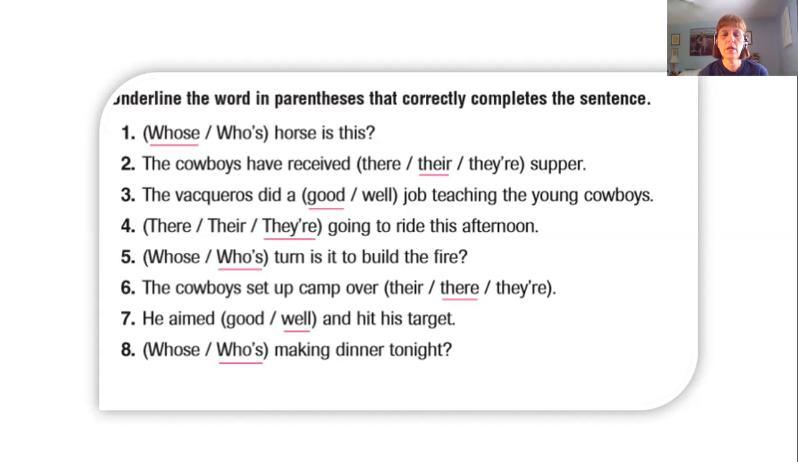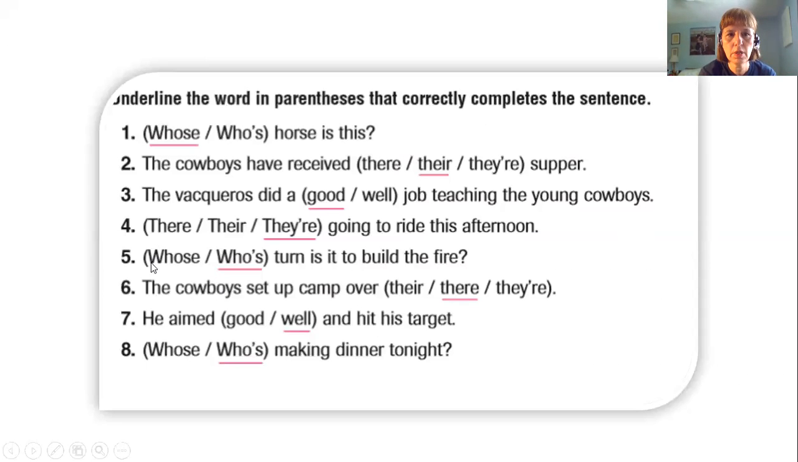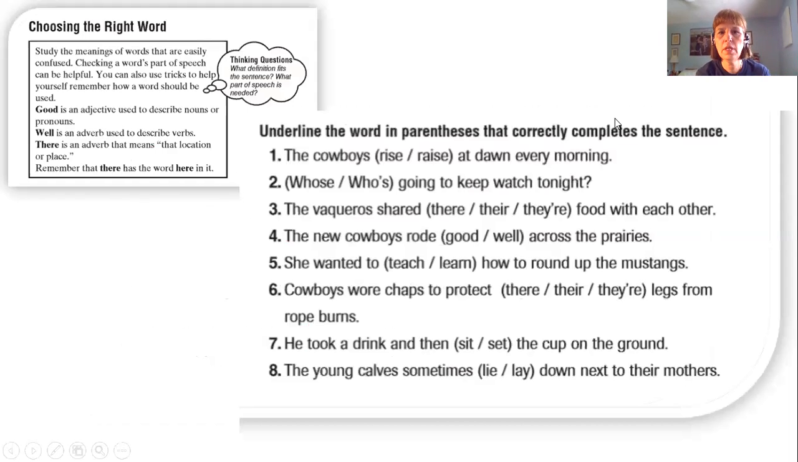He aimed well and hit his target. He aimed well. It's an adverb. It is telling us how he aimed. Who's making dinner tonight? Who is making dinner tonight? So please, again, number 5 has an error. It's whose, the possessive. It's this one, okay? Sorry, it's this one, okay? Please note that, okay? Again, we have another exercise. You can pause the video and try to do it, and let us go through it.